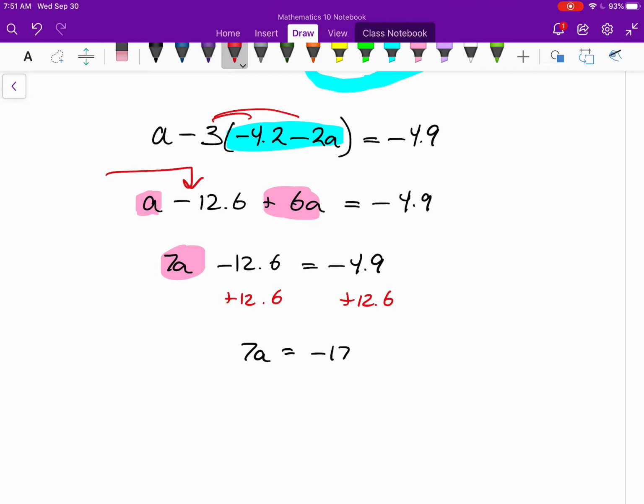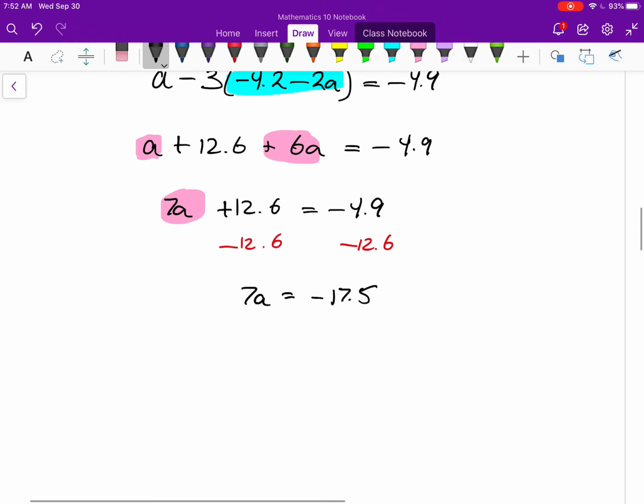I want to distribute a negative 3 times negative 4.2. A negative times a negative is a positive. So that should be a positive. That should be a positive. Which means I should be subtracting each of these. There we go, and so that changes the step here. Negative 4.9 minus 12.6 is even more negative. It's negative 17.5.